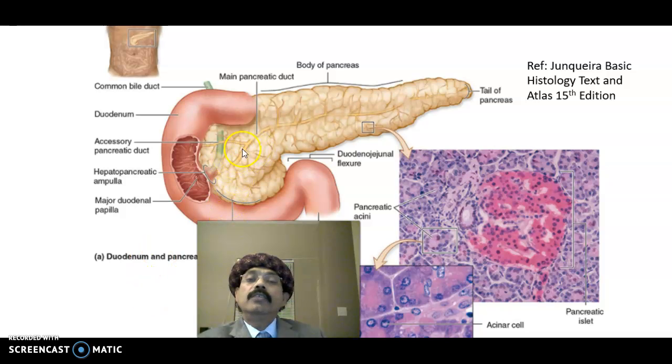So this is the pancreas, and it is located in the posterior abdominal wall. This is a retroperitoneal structure, and it extends from the concavity of the duodenum to the hilum of the spleen at the tail of the pancreas. It has a head, neck, uncinate process, body, and the tail.